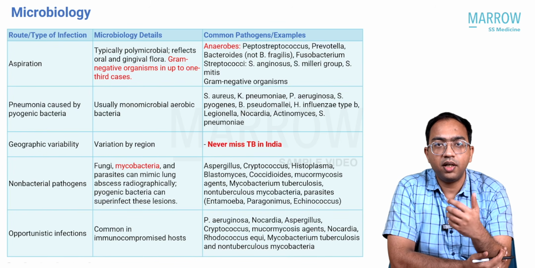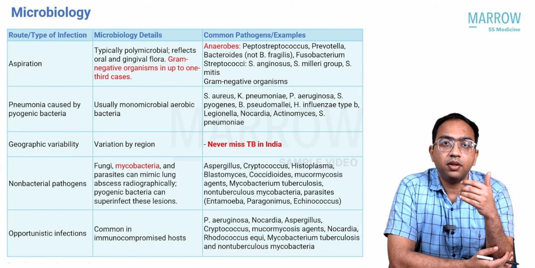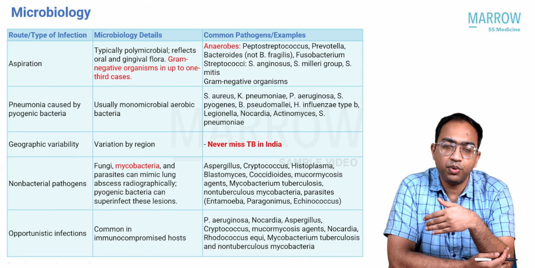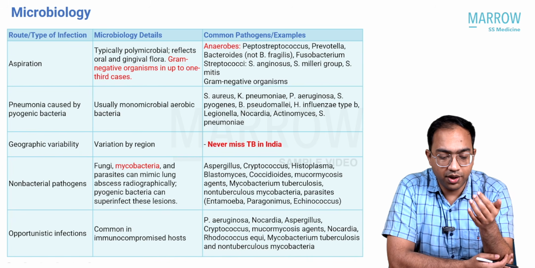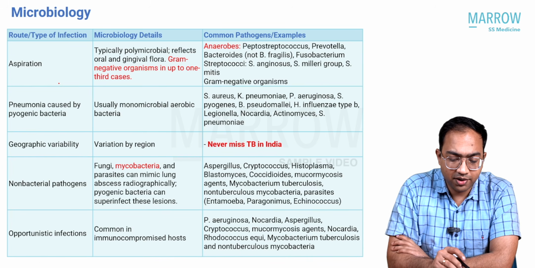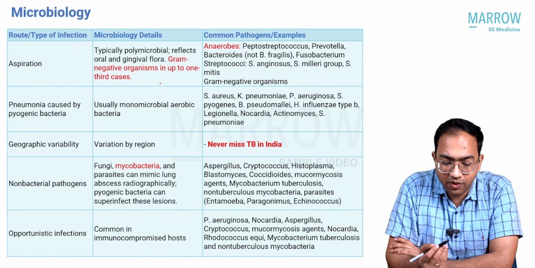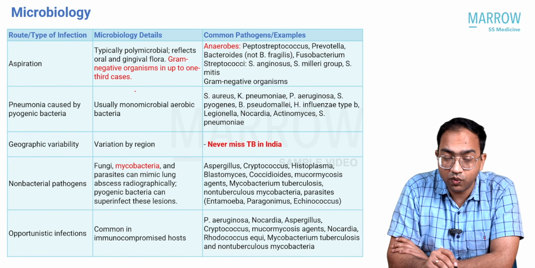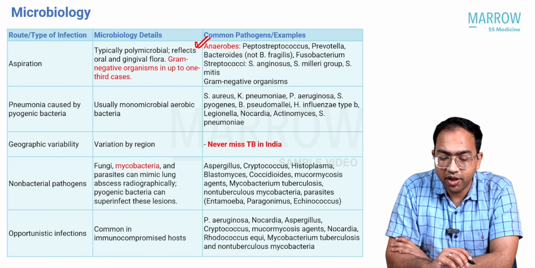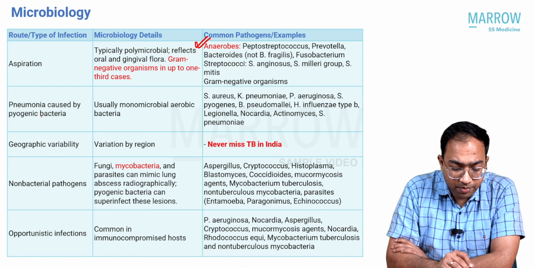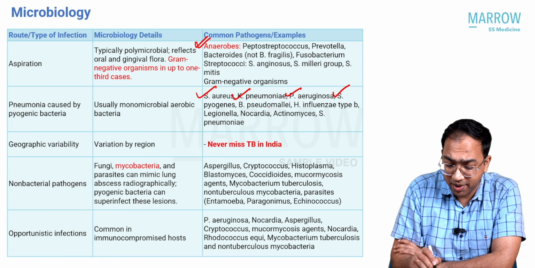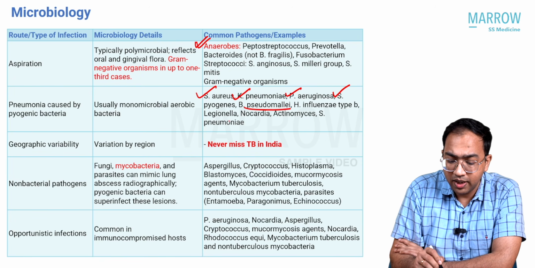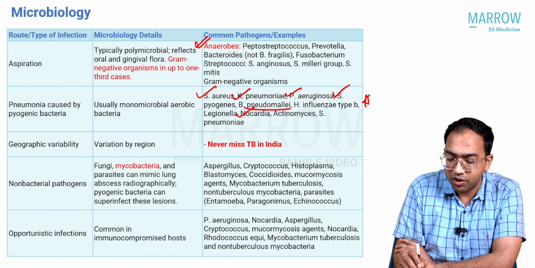Even in the previous slides, we have discussed how the classification of lung abscess can help you understand what could be the common microbiological associations or etiology for these cases. So, if it's aspiration, it's most likely gram negative organisms in 1/3 of the cases, and anaerobes play a very major part. Pneumonia caused by pyogenic bacteria like Staph aureus, Kleb, Pseudomonas, Strep pyogenes, Burkholderia pseudomallei, nocardia. These are very, very important causes. Of course, never miss tuberculosis.